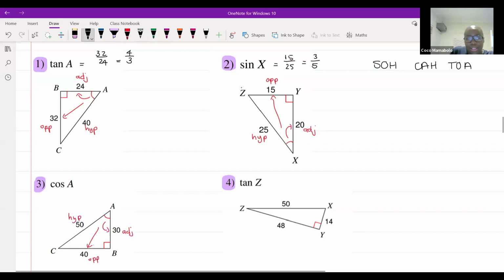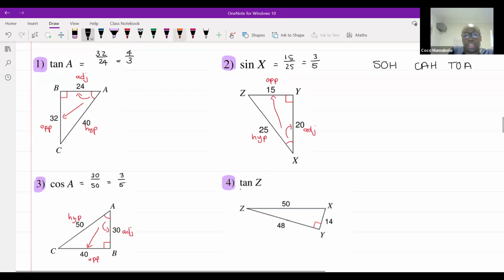I want cos, and according to this, cos is adjacent over hypotenuse. The adjacent is 30 over the hypotenuse, which is 50. And I can divide both the top and the bottom by 10. So that's going to give me 3 over 5 as a simplified fraction.